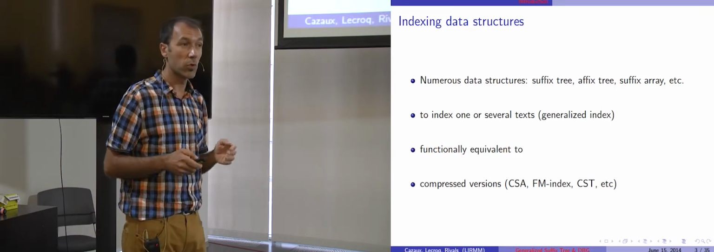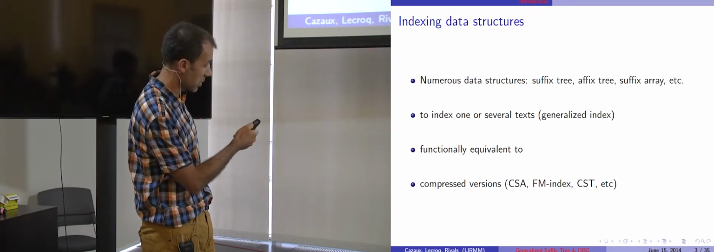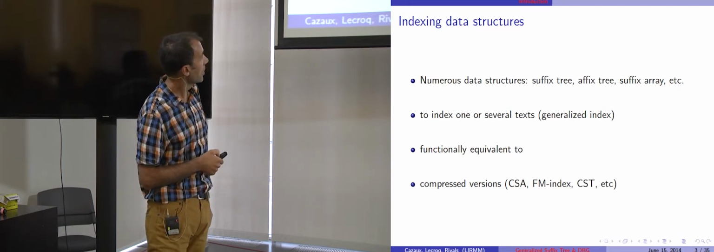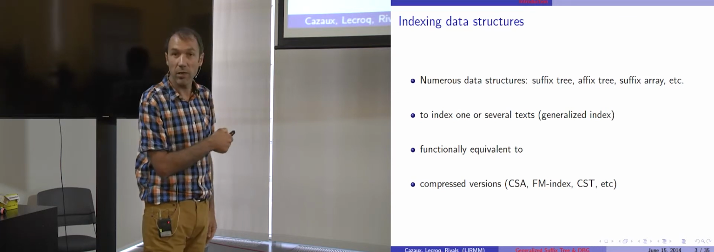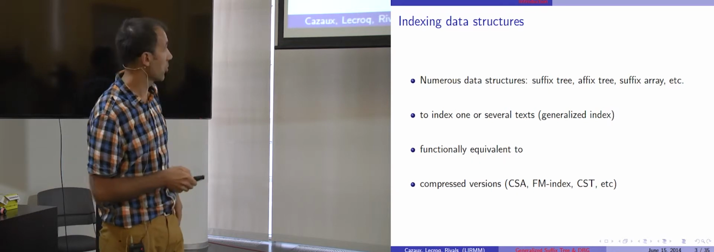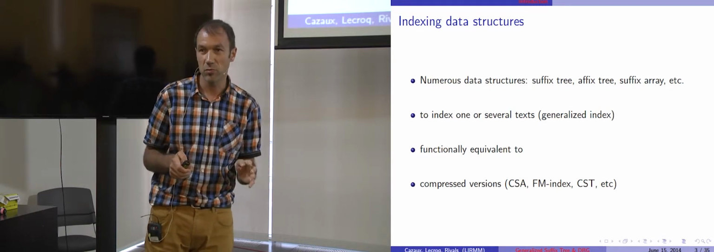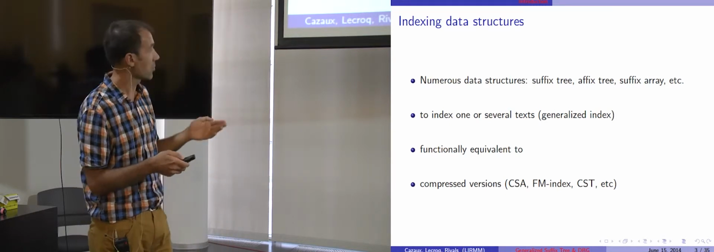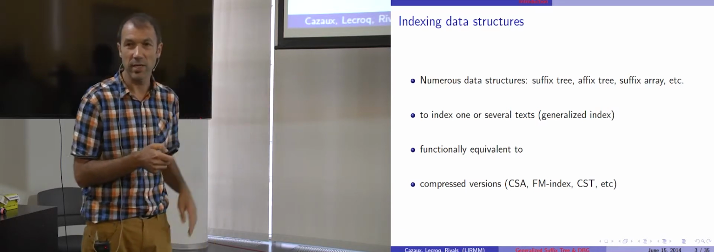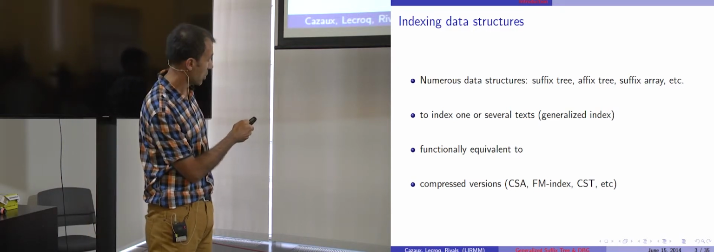And it will also set up links between the indexing data structures that you know, like suffix trees or suffix arrays, which are usually functionally equivalent, and another data structure, which is the de Bruijn graph. So in this talk, I will consider only the suffix tree because it's one of the best known data structures, and it's easier to show images and examples on a tree than on an array. But we could do it for other data structures.